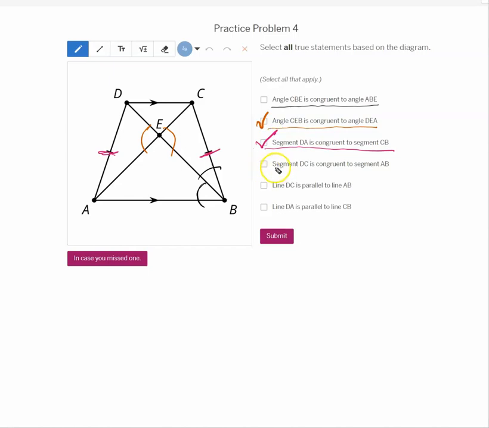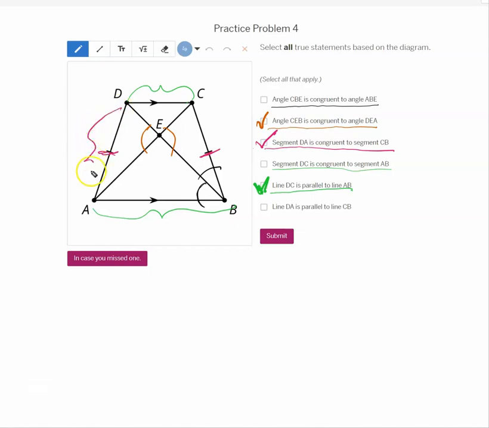The next one says segment DC is congruent to segment AB. DC is up here. AB is down here. Those are parallel, but they're not congruent. So we can't choose that. The next one says line DC is parallel to line AB. That's the one we can choose. That's what we know.